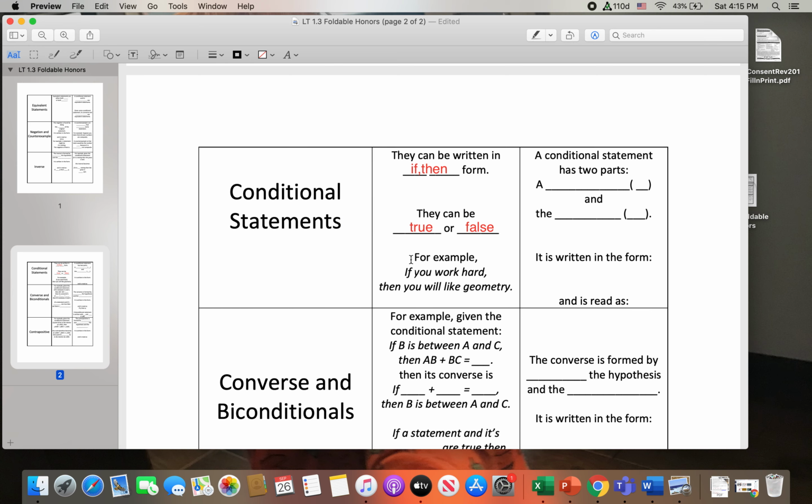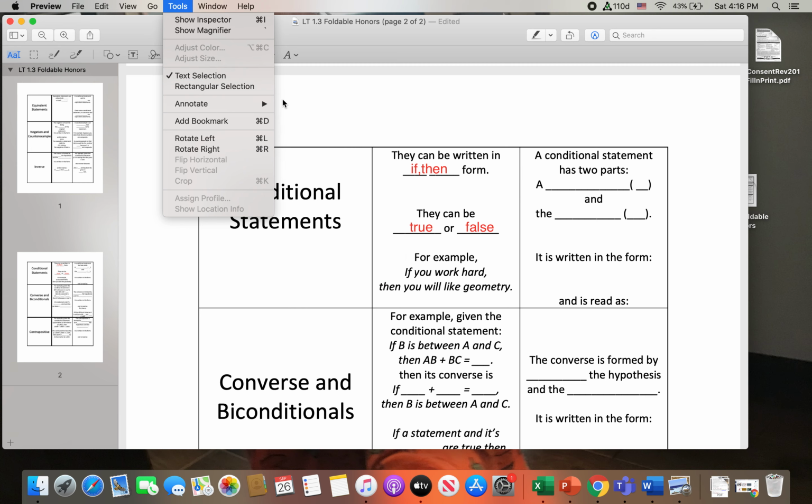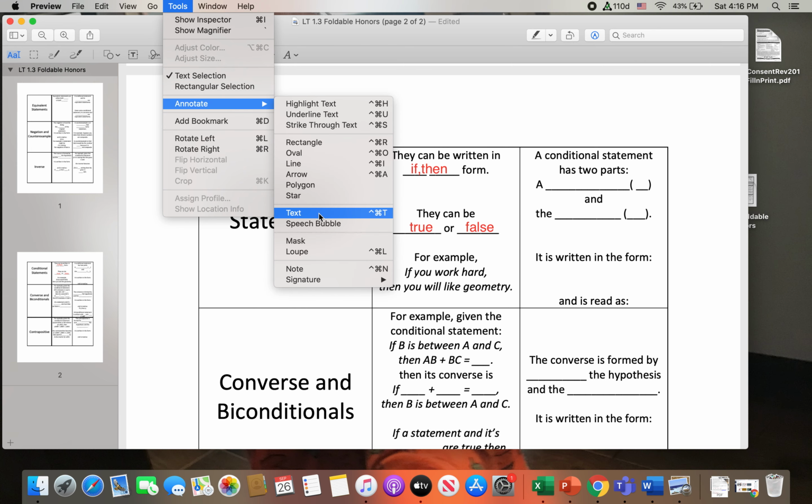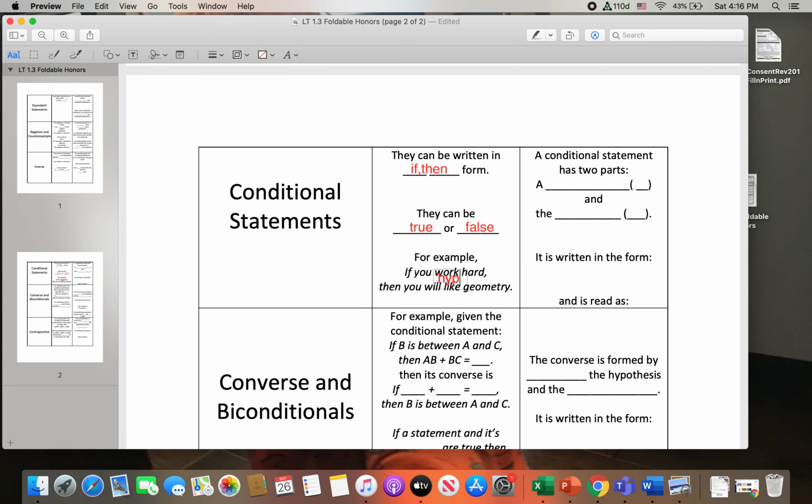For example, here's a sentence. If you work hard, then you will like geometry. Could be true, could be false. For me, I like it. A conditional statement has two parts, the if part and the then part. The if part is referred to as the hypothesis.